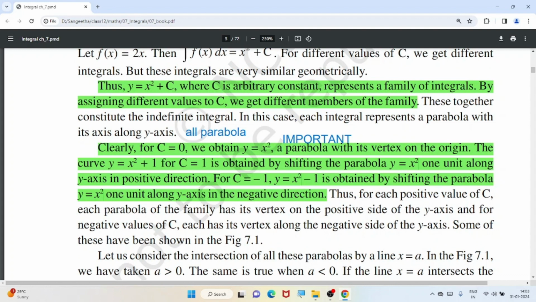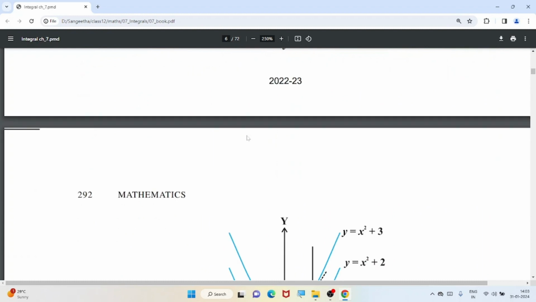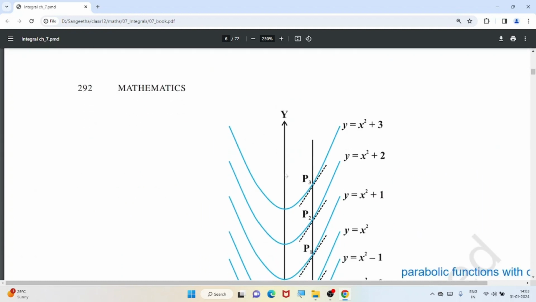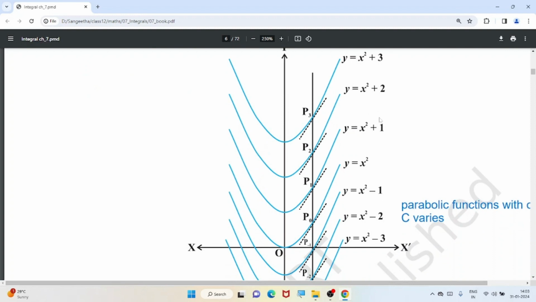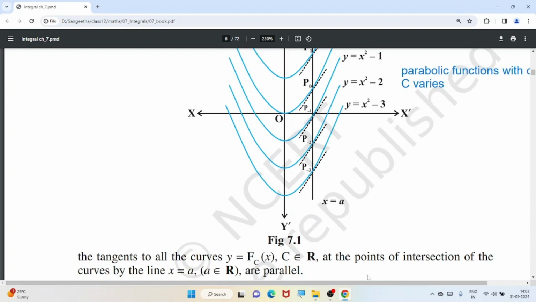We get a family of integrals by assigning different values to c, giving different members of the family. See here, all these derivatives will be the same, differing only in the constant. All are parabolas, but they have different constants. Parabolas with different constants have the same derivative.